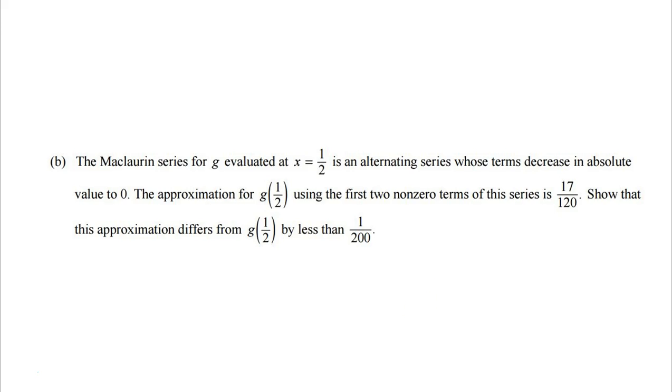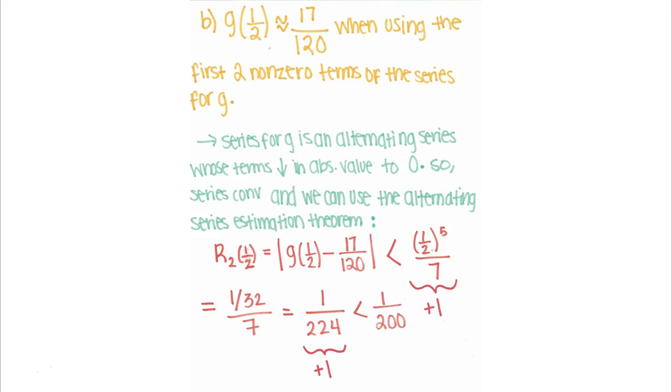Part B says the Maclaurin series for G, evaluated at x equals 1/2, is an alternating series whose terms decrease in absolute value to 0. The approximation for G of 1/2 using the first two non-zero terms of this series is 17 over 120. Show that this approximation differs from G of 1/2 by less than 1 over 200. So in the problem, it gives you that the terms decrease in absolute value to 0. So basically, it's telling you that the series is convergent. And it also tells you that it's an alternating series. So we know that we can use the alternating series estimation theorem.